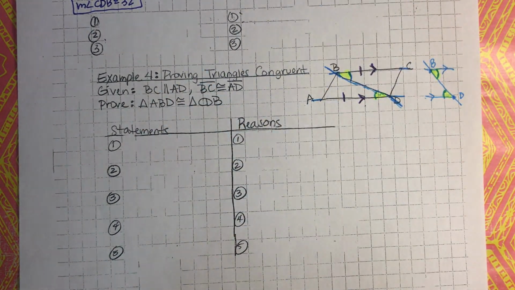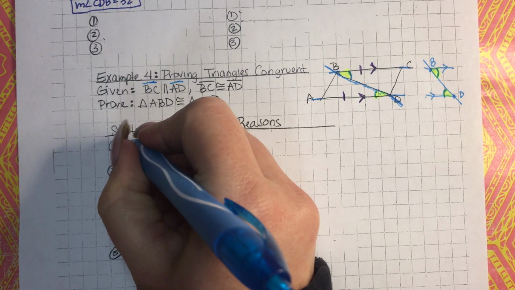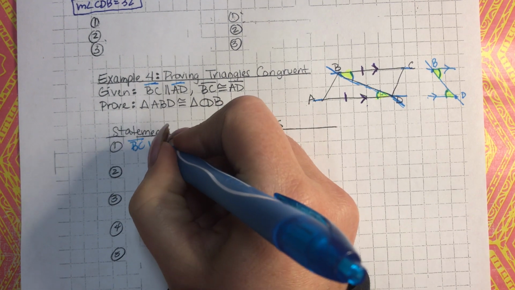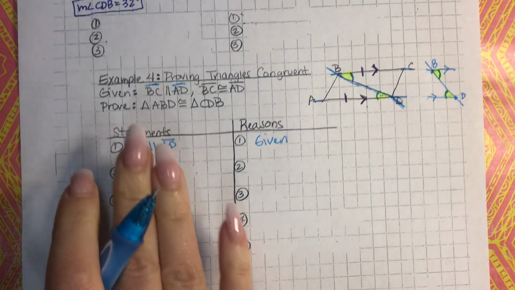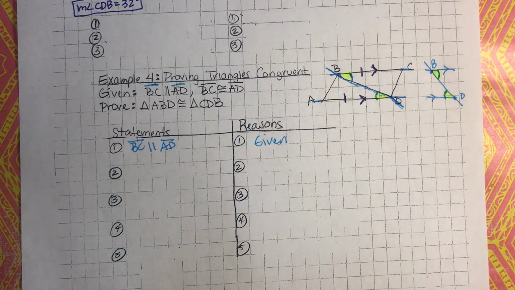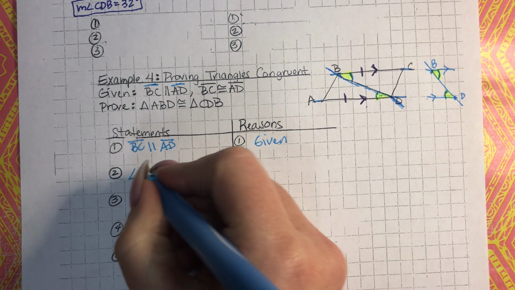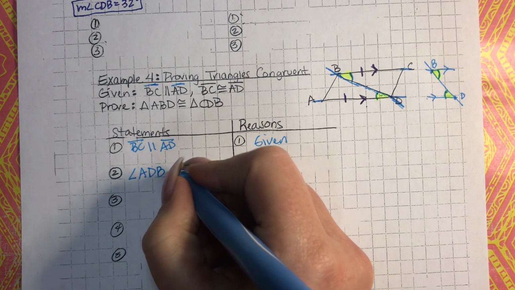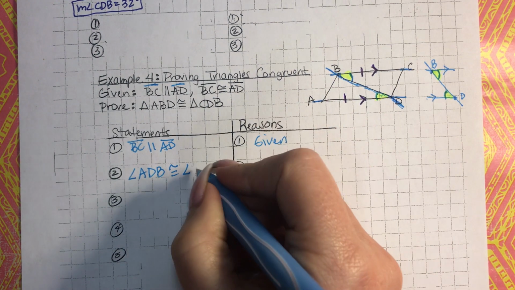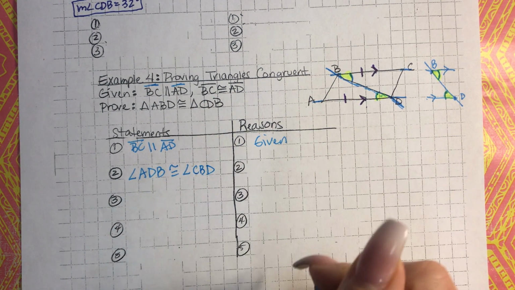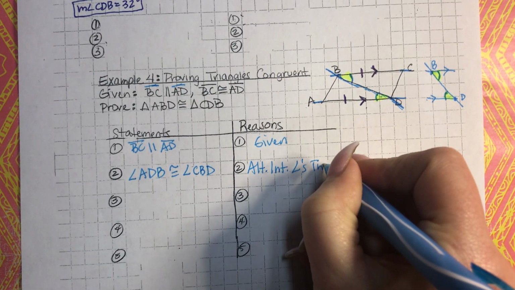So we're going to start here. This should be a line segment. So line segment BC is parallel to line segment AD. That is given information. Because of that given information, we can say that those two angles are congruent. So I'm going to say angle ADB is congruent to angle CBD. And that is because of the alternate interior angles theorem.